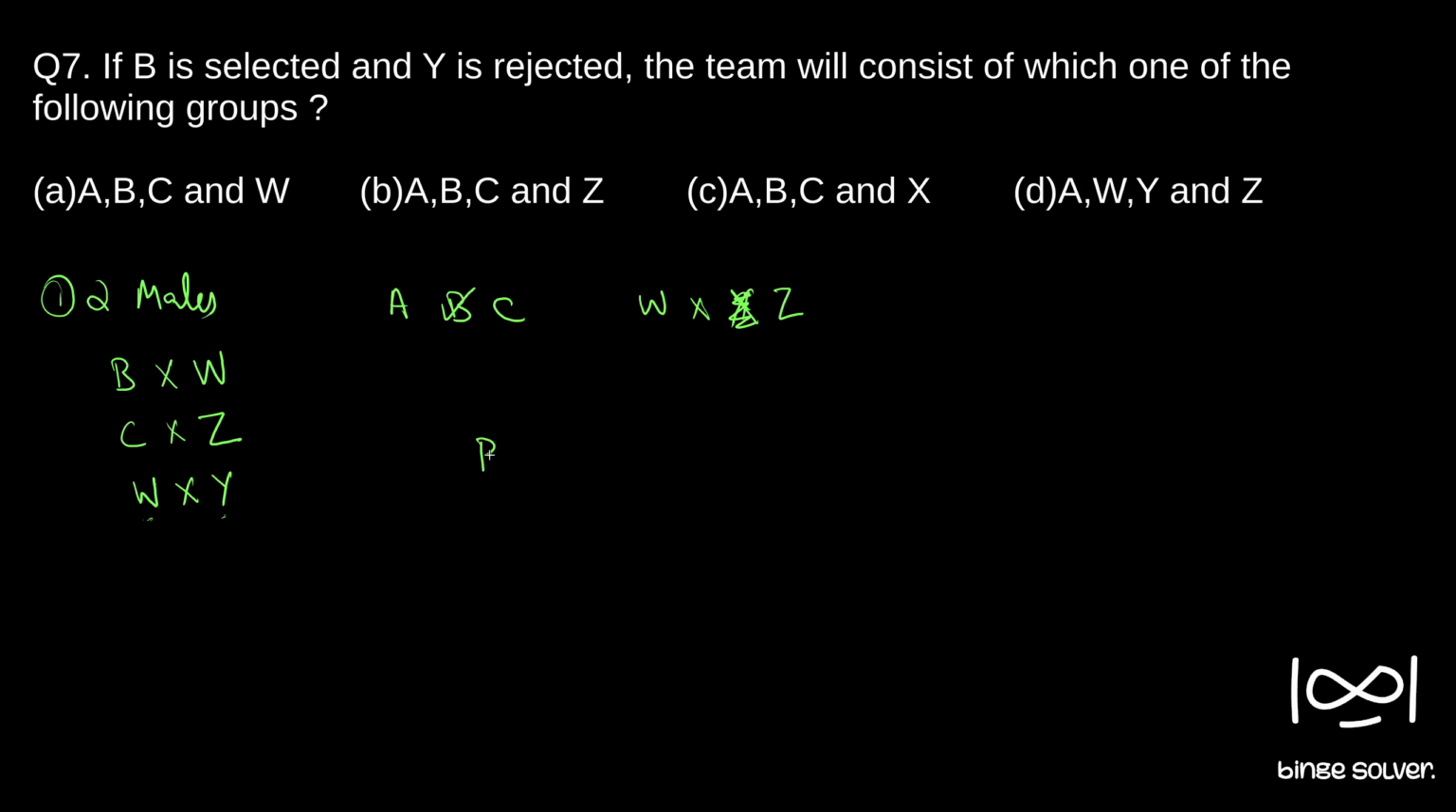So we have B, and we need to select one more male from A and C, and we'll find out which one. And for the rest, we have to select two females from this group. Since B is selected, we automatically know that W cannot be selected from the female group, since B cannot play with W. So W is gone. So the only two females left are X and Z. So one possibility is we have to select X and Z.